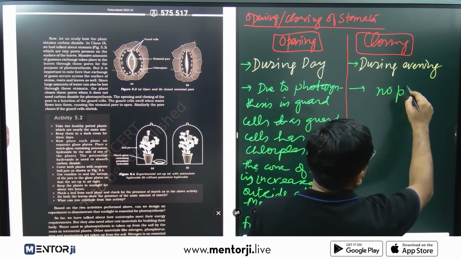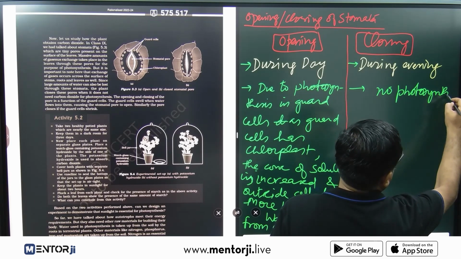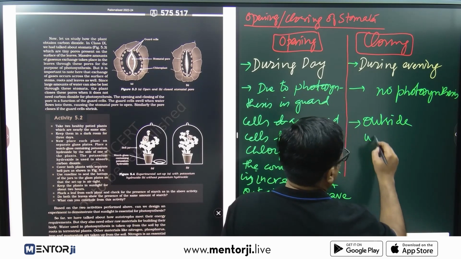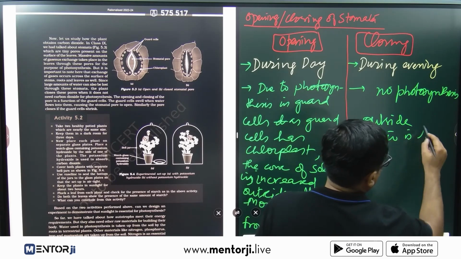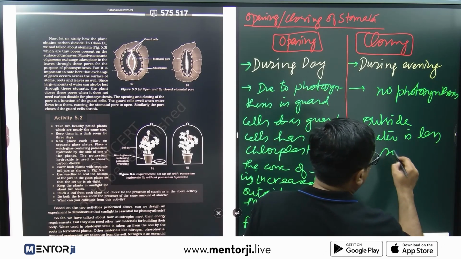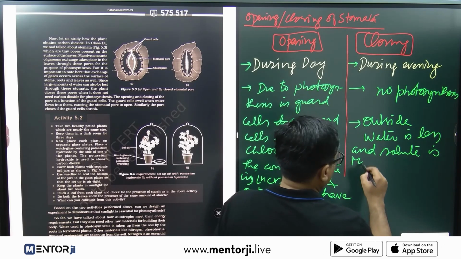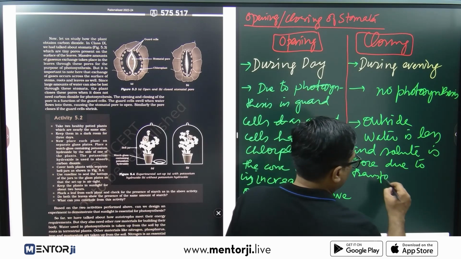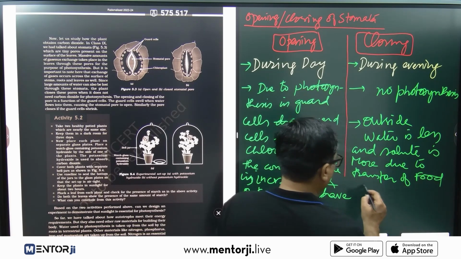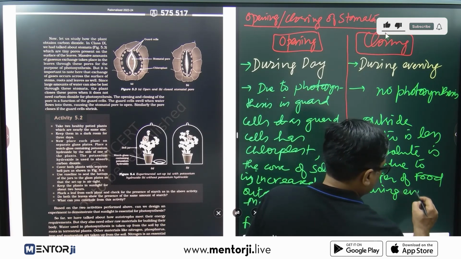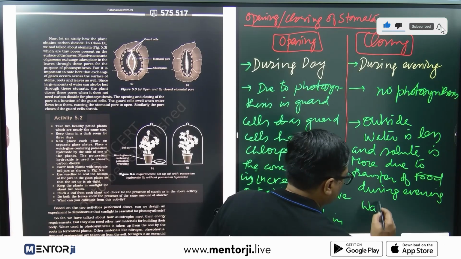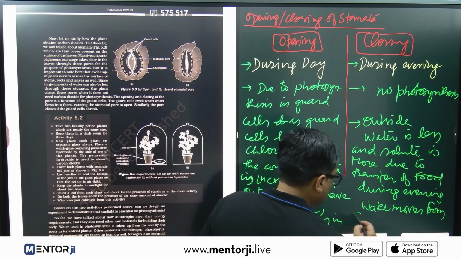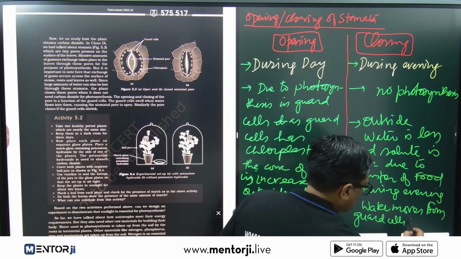In the evening there is no photosynthesis, hence outside water is less and solute is more due to transfer of food during evening. Hence water moves from guard cells to outside.